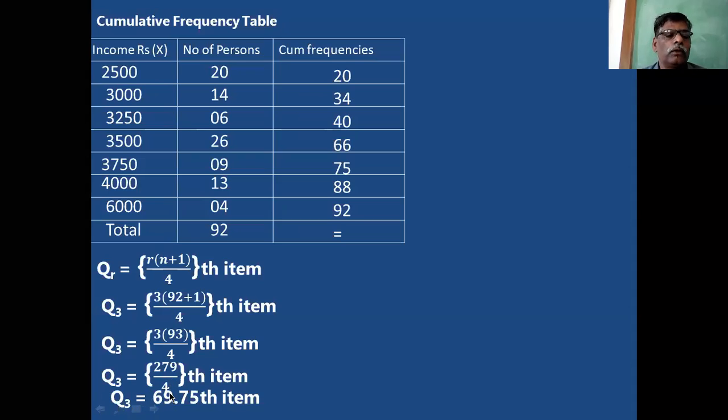279 divided by 4 is equal to 69.75. I'll check. It may be right; you check it. Whether it is correct or wrong, you calculate. So 279 by 4 is 69.75 or not. This is the item, it is not the Q3, it is the item number. Then you calculate Q3. Where is that Q3?